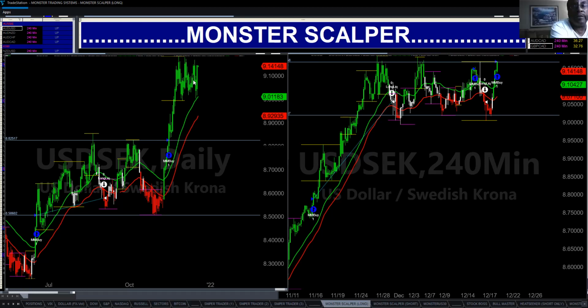What phase? Reaccumulation. Well, not reaccumulation yet. It's in the markup phase, right? It's in the markup or advancing phase. If it breaks this resistance, we'll be in the reaccumulation phase. It's got a yellow line. I don't know if you guys can see it, but it's got a resistance right here.